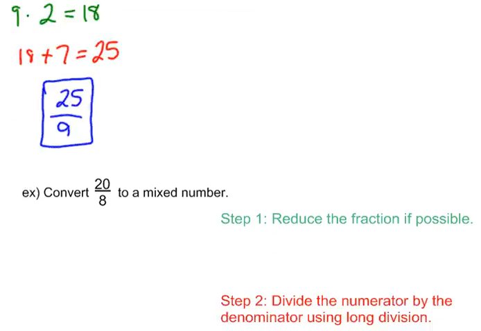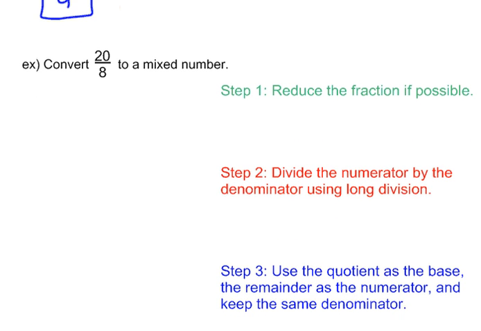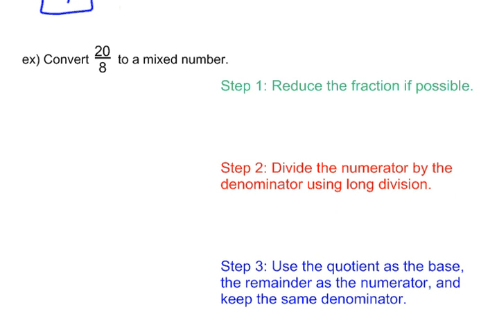Our next problem is going to be similar, but we're going to kind of go backwards. Instead of doing a mixed number into an improper fraction, we're going to do an improper fraction into a mixed number. Step number 1 says reduce the fraction if possible. So let's take a look. 20/8. Both of those numbers are divisible by 4. So I'm going to divide both by 4 to reduce. 20 divided by 4 is 5. 8 divided by 4 is 2. So I've reduced it down to 5/2.